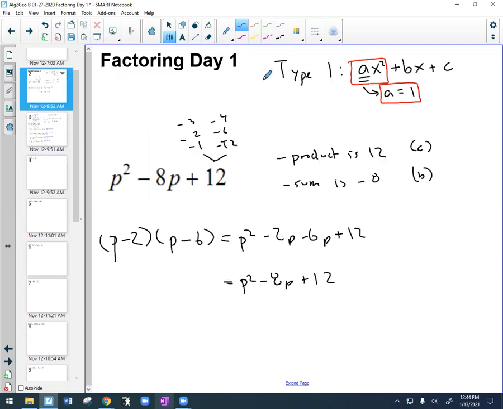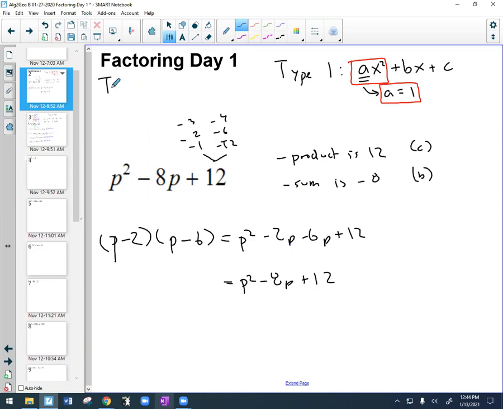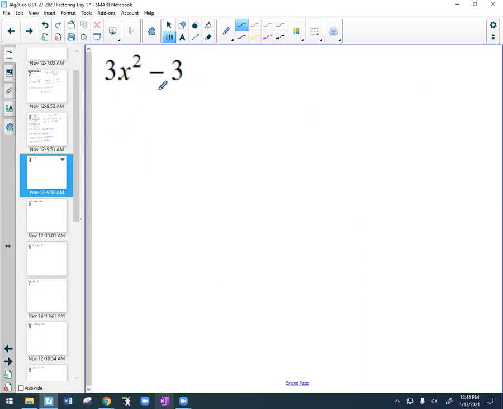We saw previously the type 1 and the type 2. This is for trinomials. Trinomial, meaning 3 terms. This one only has 2 terms, but I can see that there is a GCF of 3 in these 2 terms, so I can factor it out.